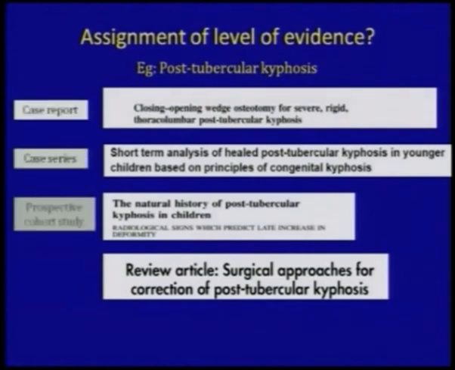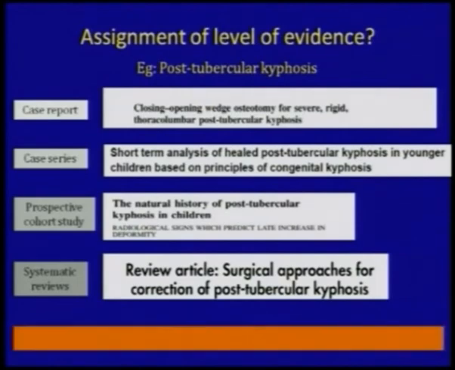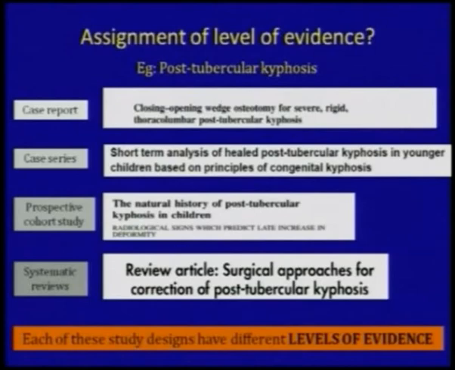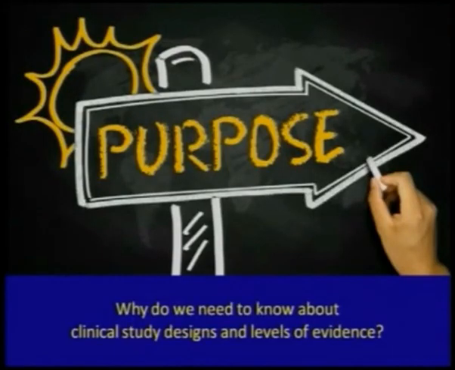If you classify them based on the type of study design, the first will be a case report, the second a case series, the third a prospective cohort study, and the last a systematic review. Now when you want to take the best information from the different articles, you note the strength of the evidence from which the article has come. Each of these study designs has a different level of evidence, based on which you have the strength of the information.